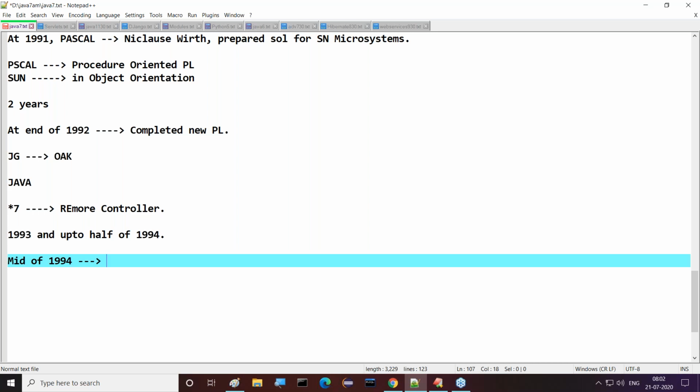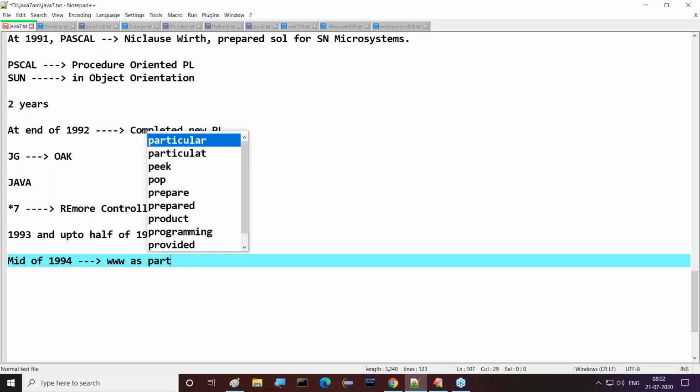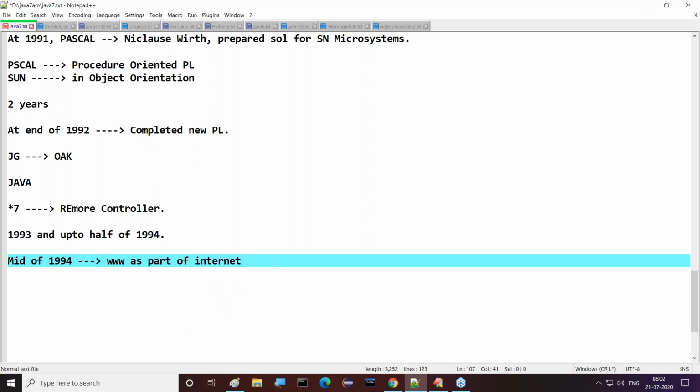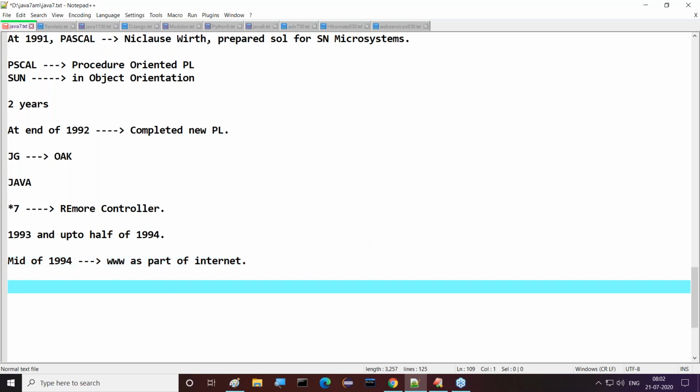In the mid of 1994, there was a very good boom for www as part of the internet. People were thinking about why so much demand was available for the www. What is the key component inside this www? Browser. They identified that the browser is a key component, and browsers were having very good demand outside.